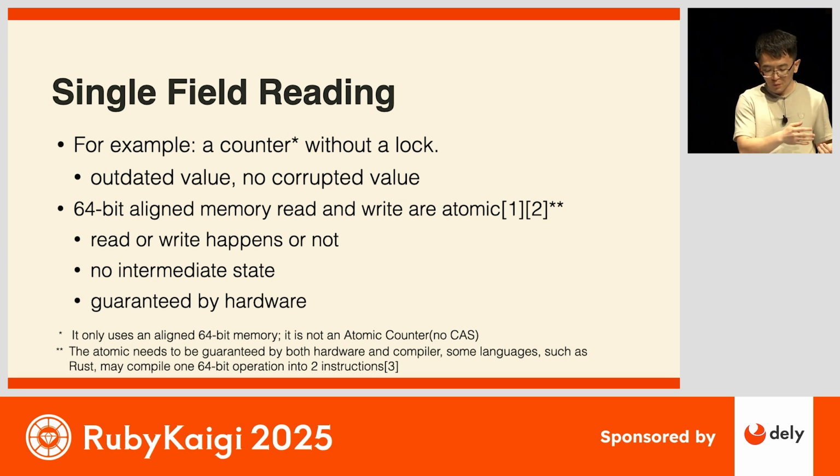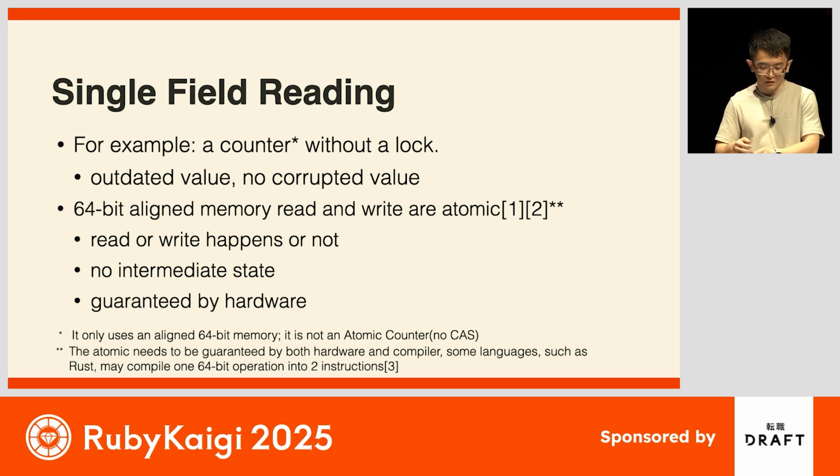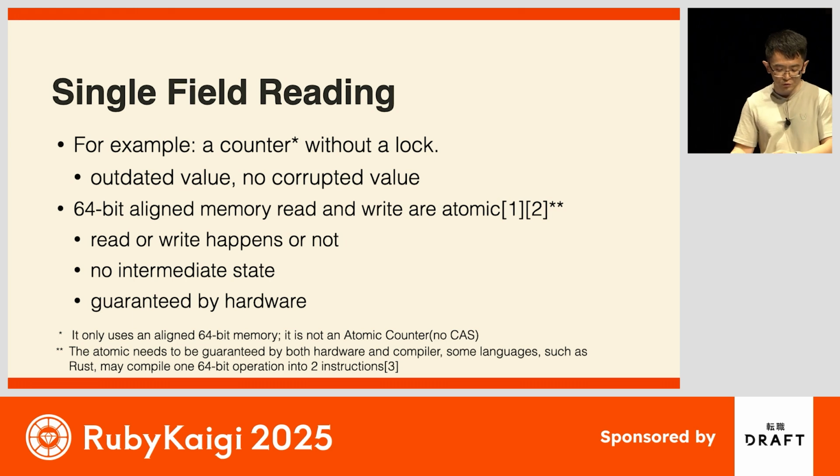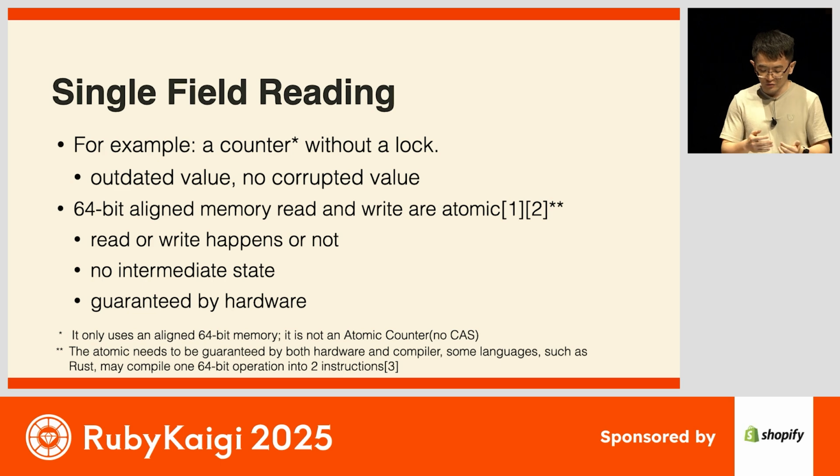So, for example, that means CPU 1 has already updated the value to some number, and after that, CPU 2 wants to read it. It may read some old value, but it will not read some invalid or corrupted value. The value count belongs to different numbers. So for a counter, the lock is not necessary. That's because 64-bit aligned memory reads and writes are atomic. That means the read or write can happen fully or not at all. There's no intermediate state. This feature is guaranteed by the hardware.